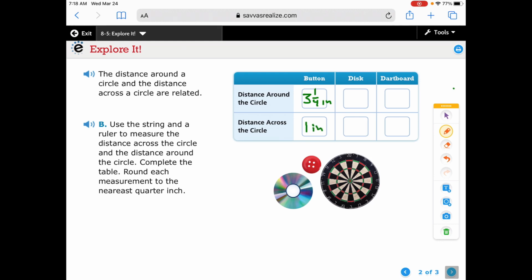Okay, for the disc, the CD, it's 6 1/4 inches around and 2 inches this way. And then for the dartboard, it's 9.5 inches and 3 inches across.